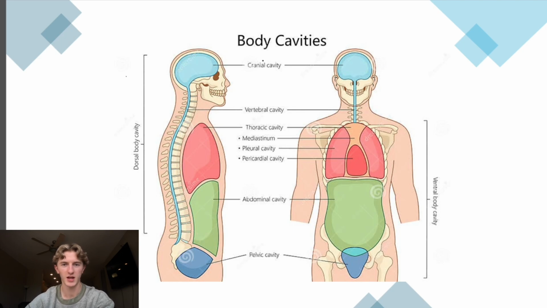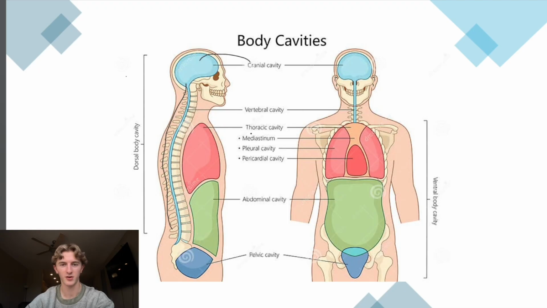So the cranial cavity obviously is just going to be the head here, right? Cranial region refers to our head, so that's a good way to remember that. The vertebral cavity is just going to be all the way down here. It is going to house the spinal cord. So vertebral, our spine is made up of vertebrae, so the vertebral cavity is just going to follow the vertebrae.